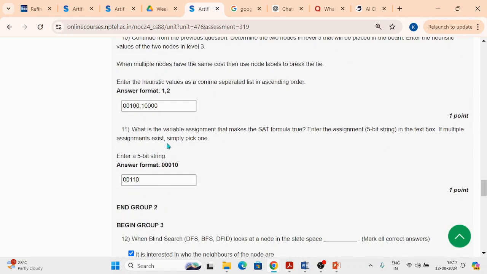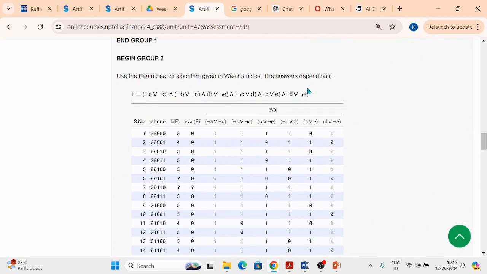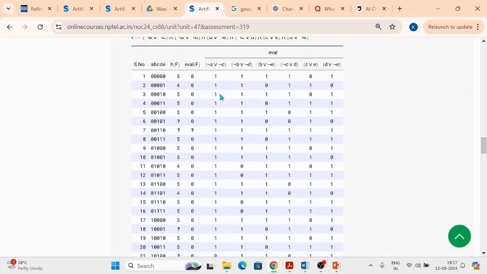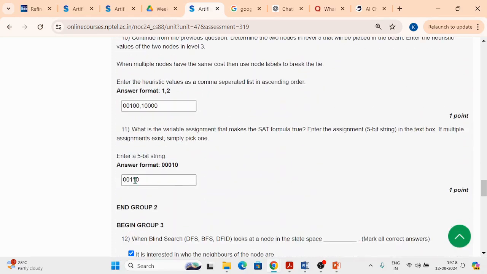Okay, now what is the variable assignment that makes the SAT formula true? Meaning for which values the SAT formula satisfies all. If I get all the ones for all the clauses, then F becomes true. So now check where we are having all ones. So you see here 1 1 1 1 1. So for this 0 0 1 1 0 we'll get all the ones. Okay, so this SAT problem is satisfied for this one. So 0 0 1 1 0 is your answer for this.